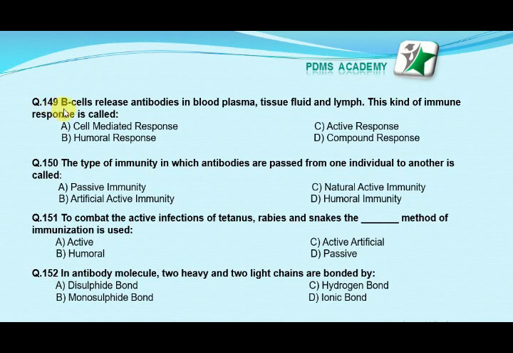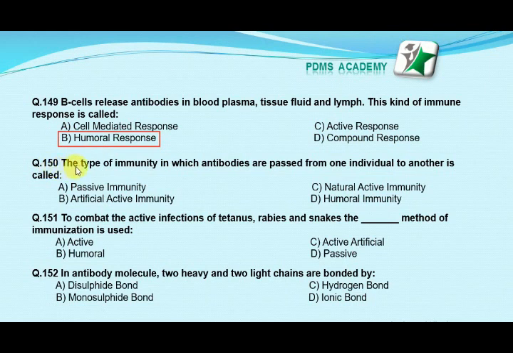Bismillahirrahmanirrahim. Our next MCQ is: B cells release antibodies in blood plasma, tissue fluid, and lymph. This kind of immune response is called: option A, cell-mediated response; option B, humoral response; option C, active response; option D, compound response. Our correct answer is B, humoral response.